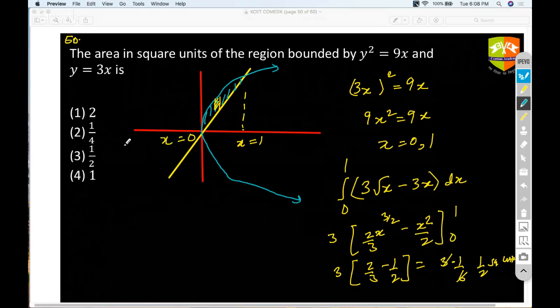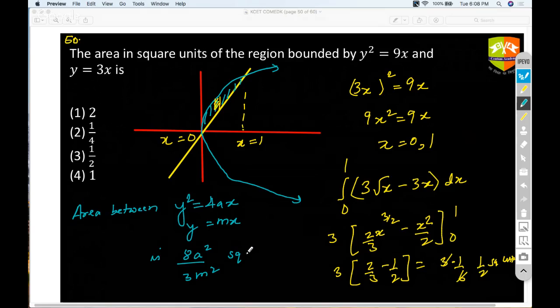So normally there is a ready-made formula which says that area between y square is equal to 4ax and y is equal to mx is 8a square by 3m square units. So if you remember this formula, you really save a lot of time in this question. So this is a very, very specific formula only meant to find the area between the curve y square is equal to 4x and y is equal to mx.